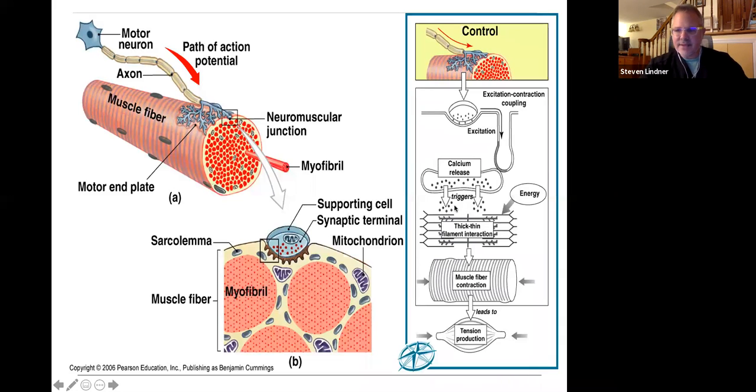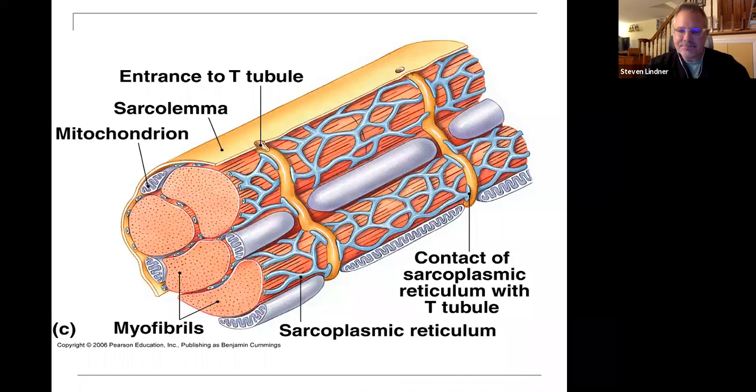It releases the calcium and affects the sarcomere. What is the sarcomere? It's the functional unit of muscle where the contractile proteins exist. What are the contractile proteins? Well, the thin filament is actin, and the thick filament is myosin. And there's some interaction that takes place that makes the muscle contract. And that's what we're going to go over now.